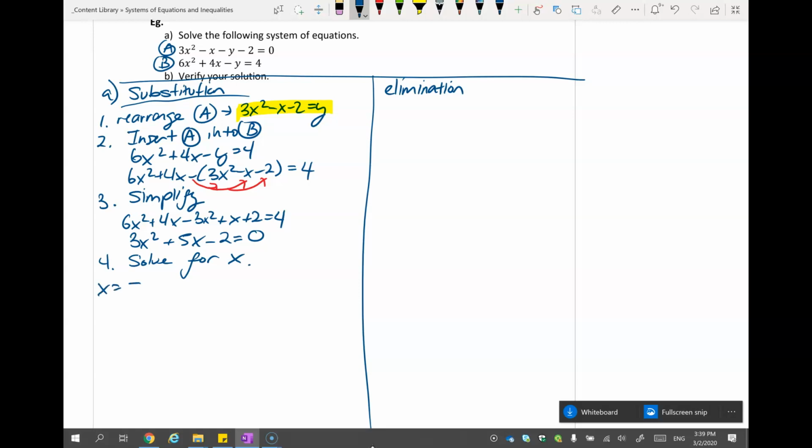So that's going to be negative b, and our b value is 5, plus or minus the root of b squared minus 4ac, all over 2 times a, which is 3. Now we're going to simplify this.